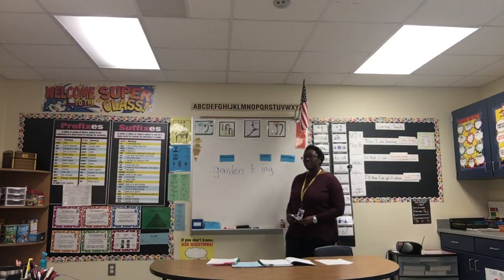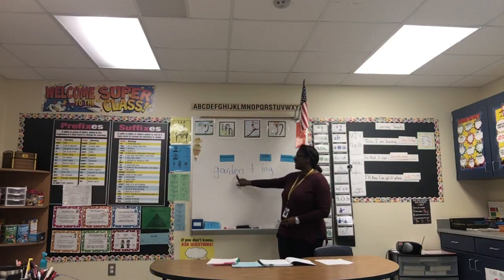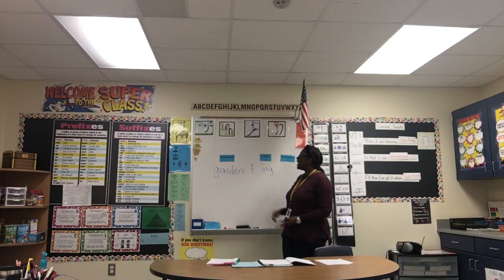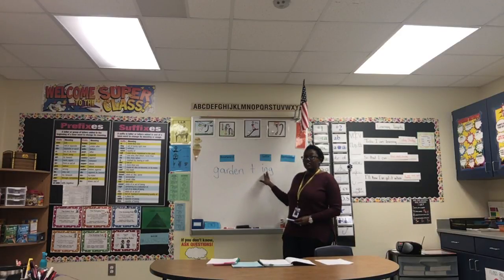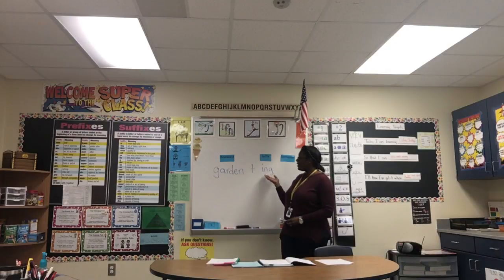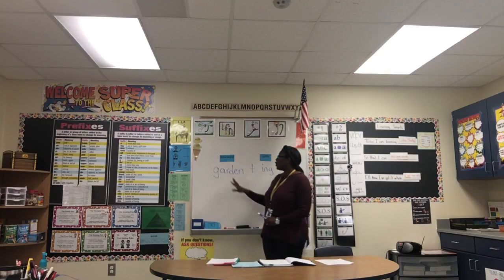So, when you're looking at a base word that ends in a vowel consonant and you're adding a vowel suffix, how do I know this is a vowel suffix? Because it starts with a vowel, I. So ing is a vowel suffix. You need to code your base word to see where the accent goes. So garden.